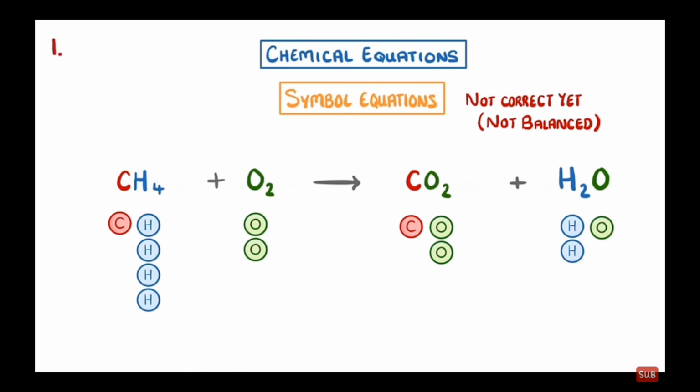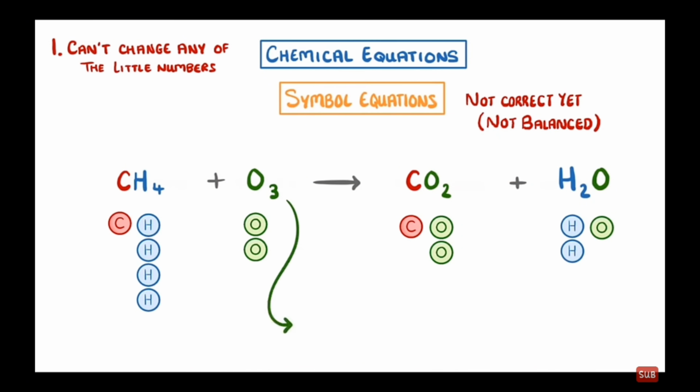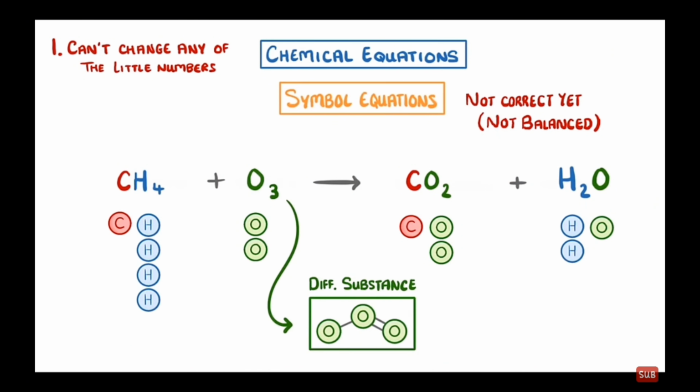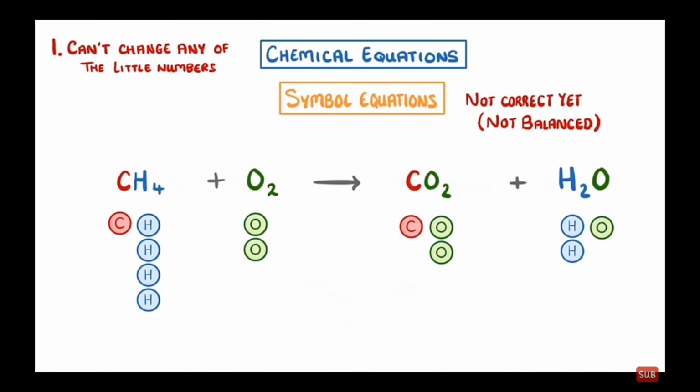The first rule of balancing equations is that we can't change any of the little numbers. This is because doing so would mean that we were changing the actual type of chemicals in our equation. For example, we couldn't change our O2 to an O3, because O3 is an entirely different substance, which isn't oxygen. Instead, we have to rely on changing the big numbers in front of the different elements or compounds, as this number just represents how many of that substance there are.